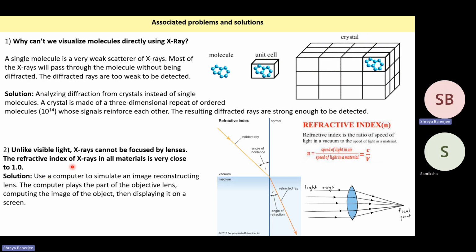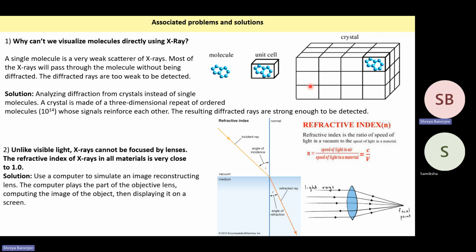The second problem is that, excuse me, ma'am. Yes. Ma'am, how are we always saying that the molecules are 10 to the power 14, meaning in every crystal we will get... No, that 14 is just an average size. You can have less also, you can have more also.